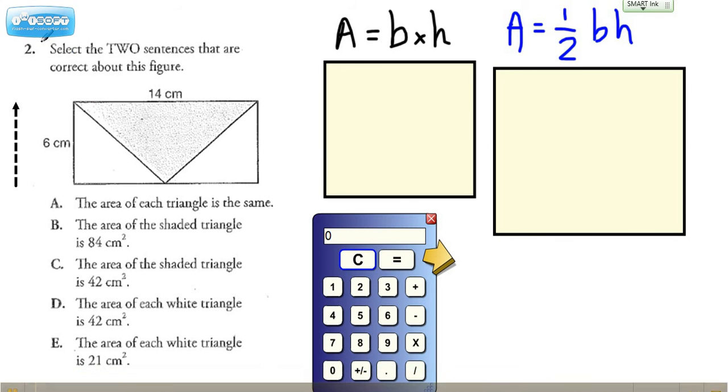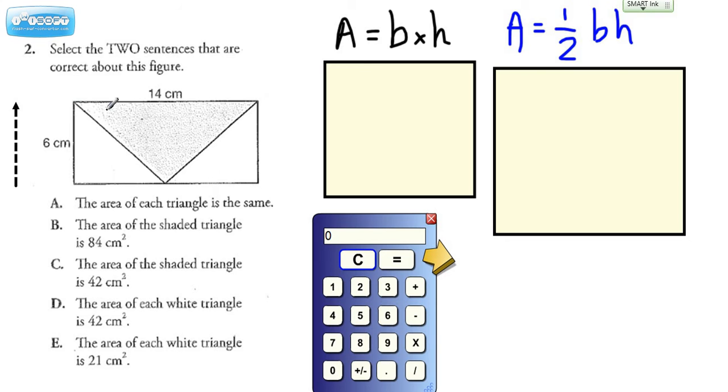We're taking a look at a very tricky question from the L24, pages 244 to 247 of the Coach. It says, select the two sentences that are correct about this figure, and here's the figure, and here are all the choices. And all the choices are making reference to the area of the white triangles and the area of the shaded triangles. So we probably should just go ahead and find the area of everything.